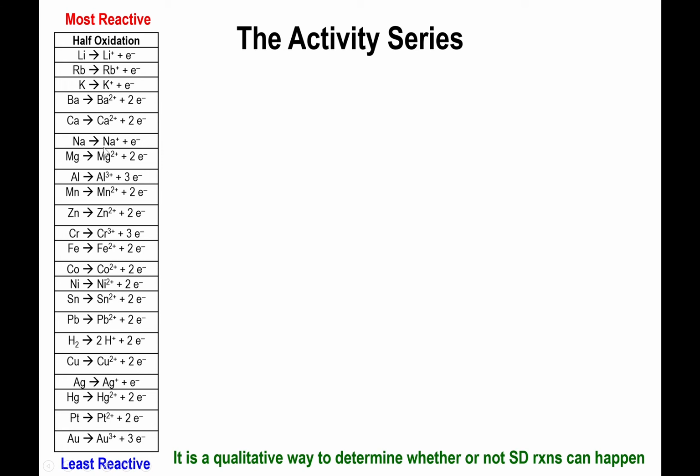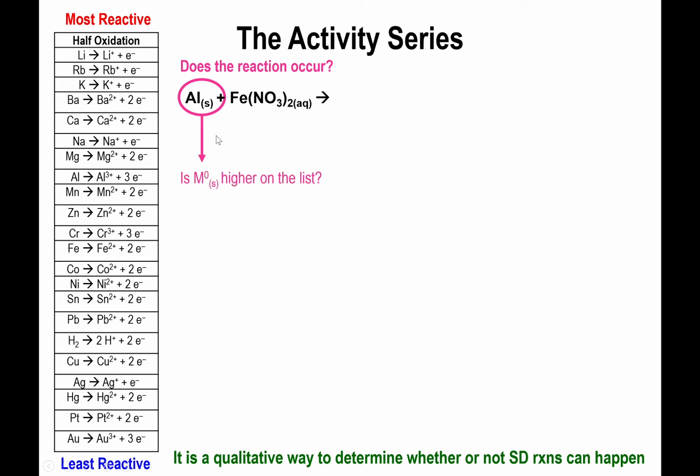So to give you an example, you could be combining aluminum metal by itself with iron 2 nitrate. And what you would need to do is focus on the aluminum. You'll have to say, all right, aluminum, where is that on the table? You will basically locate it on the table. And the idea is that you have to ask yourself this question. The species on the reactant side, that is by itself, the neutral species, is that higher on the list than the element that is about to be displaced or not?